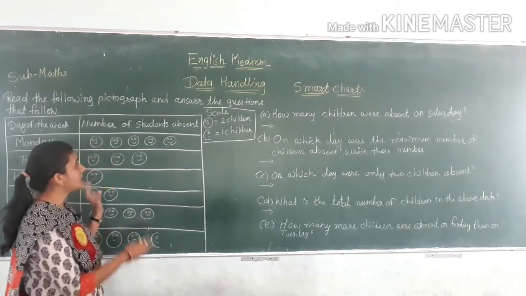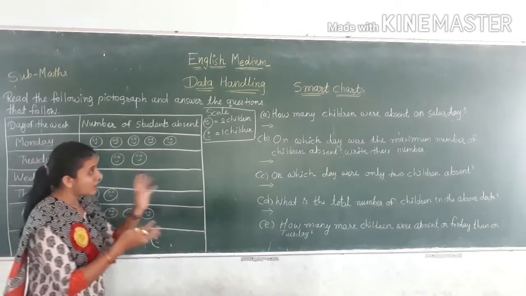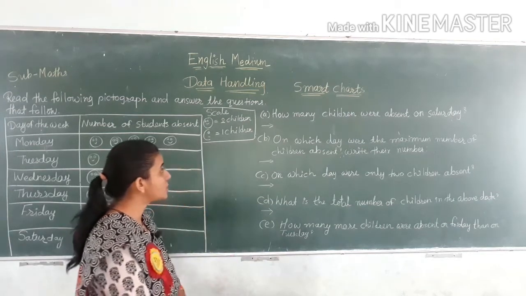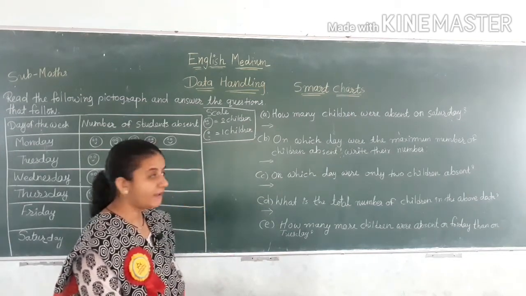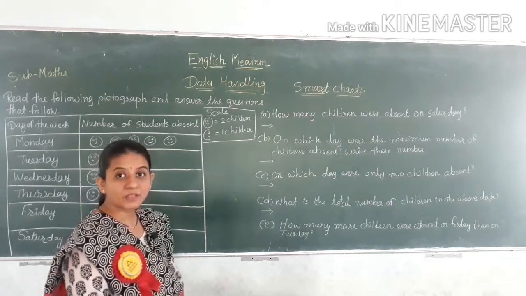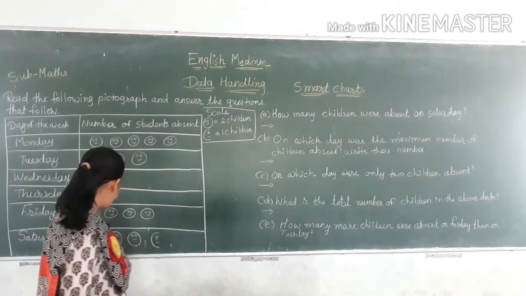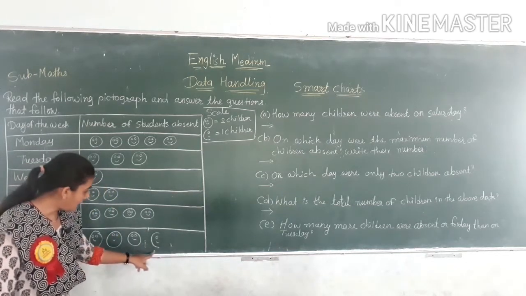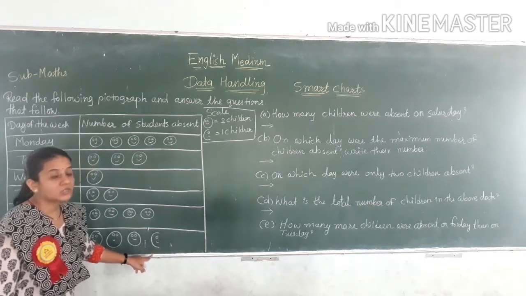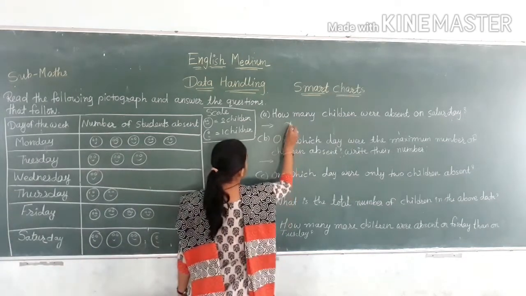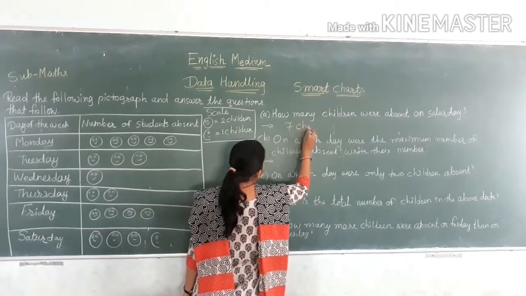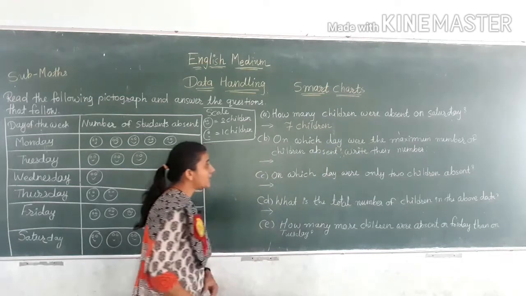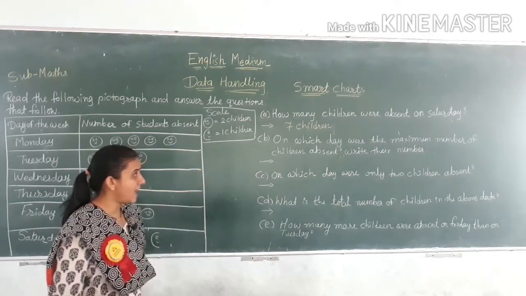Now we use this pictograph chart and write the answers. First question: How many children were absent on Saturday? Saturday, 1, 2, 3, that means 3 twos are 6 and half smiley for 1 child. So 7 children were absent on Saturday.